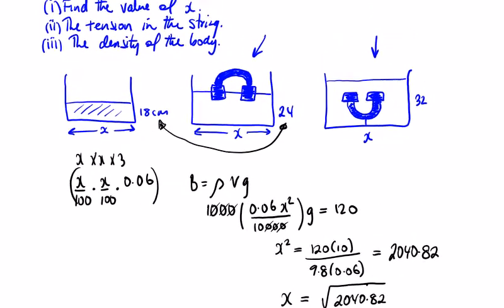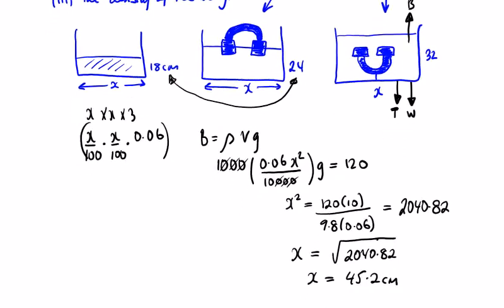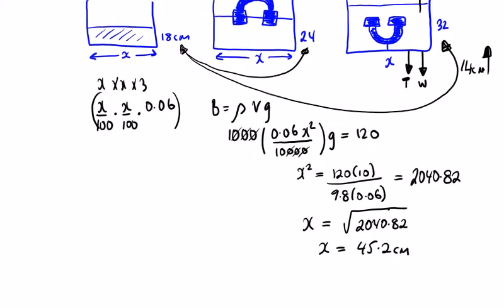In part 2, we're asked for the tension in the string. So there's tension here. So we have two things going on: we have the tension in the string, and we have the weight, and we have the buoyancy going up. So we need to resolve these forces. So let's have a look at that. What's the difference in height? It's gone from 18 to 32, so that's a 14 centimeter increase.